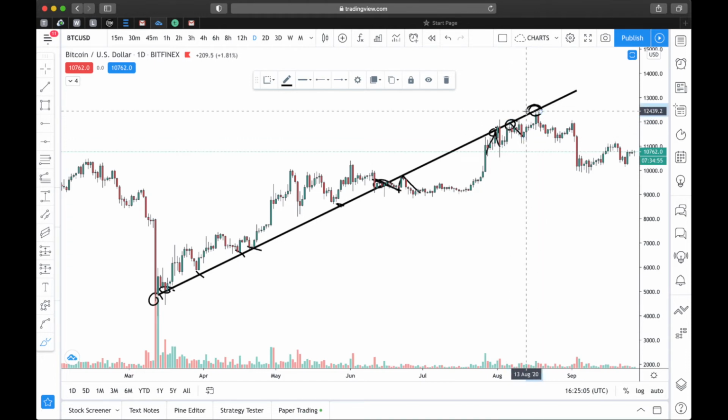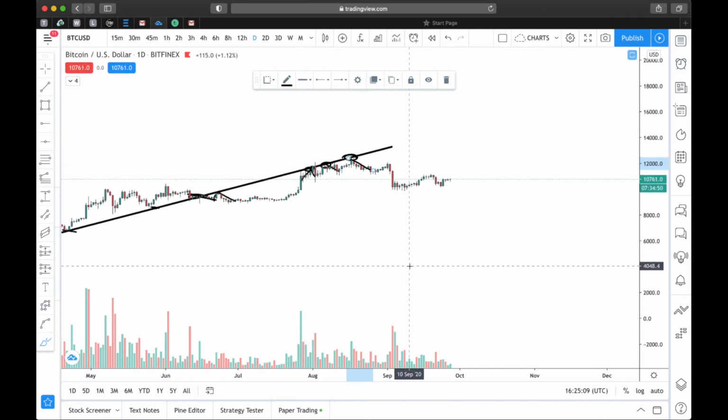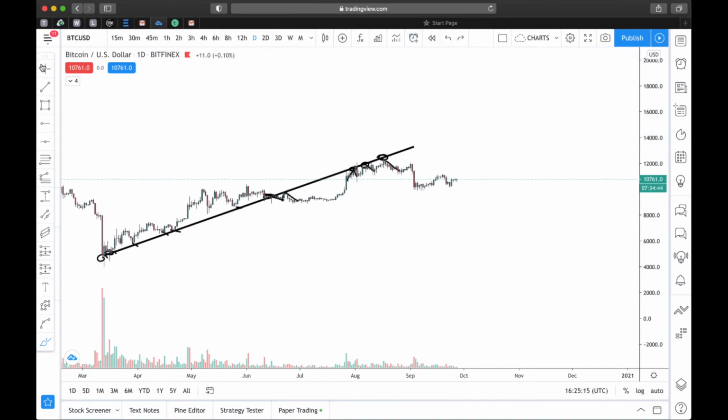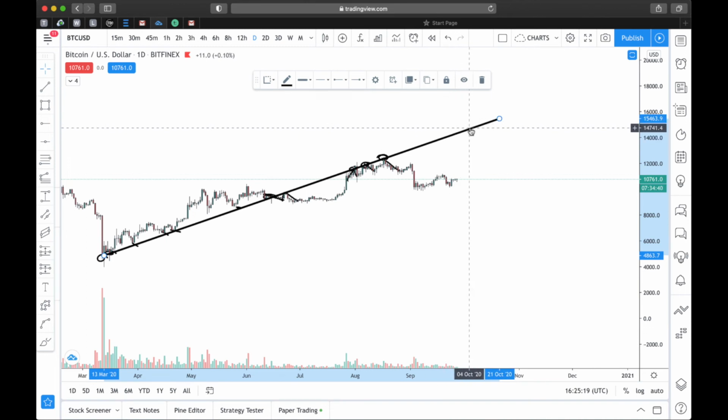Here again, price touched it and pushed the price down. So currently, this trend line is serving as resistance. It's no more serving as support. Do you understand? Anytime price breaks above this trend line, it will start serving as a support again.